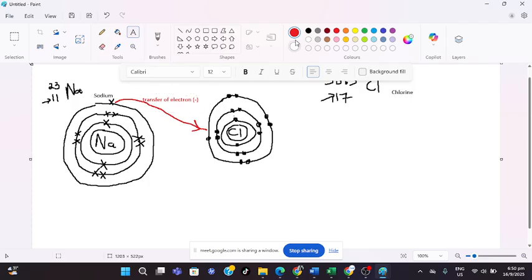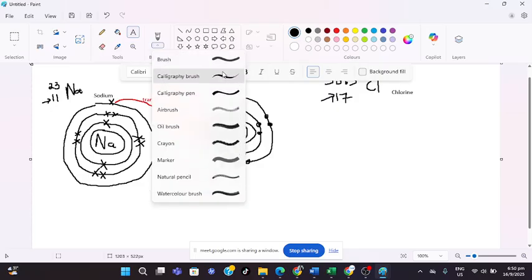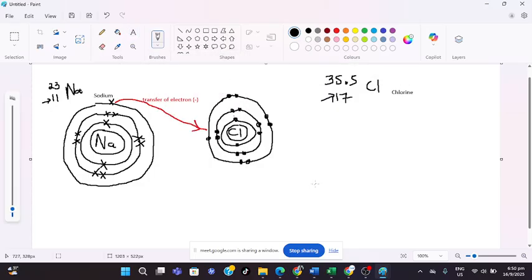So now our new sodium is going to look like this. My sodium ion. I'm going to tell you what it's called later on. The positive one has a special name, and the negative one has a special name. Both of them are ions.